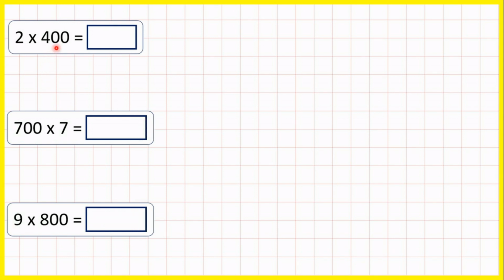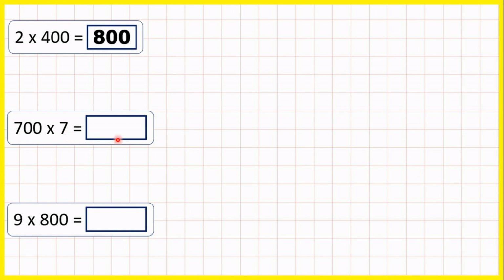Now here we're multiplying multiples of 100. So 2 times 400 is 800. That's because 2 times 4 is 8, and then if we have 2 end zeros in the question, we need 2 end zeros in the answer.